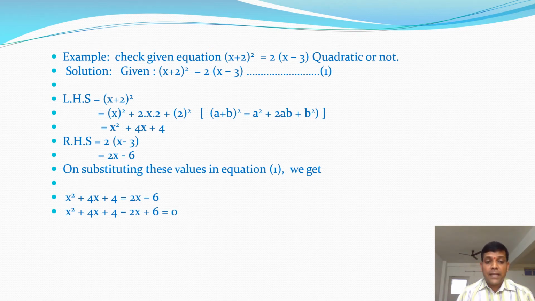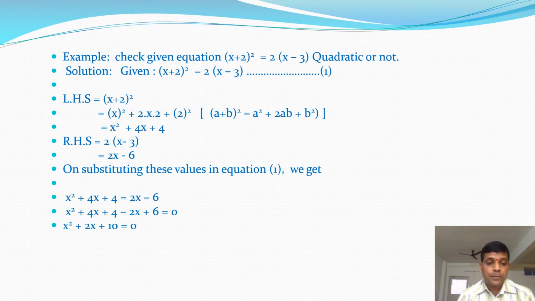x square plus 4x plus 4. So 2x minus 6 is on the RHS. Transpose 2x minus 6 from RHS to LHS. Plus 2x converts into minus 2x, minus 6 converts into plus 6, is equal to 0.